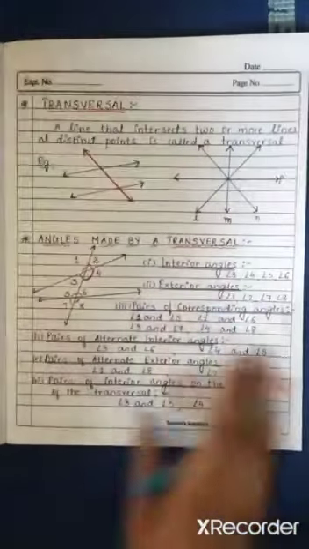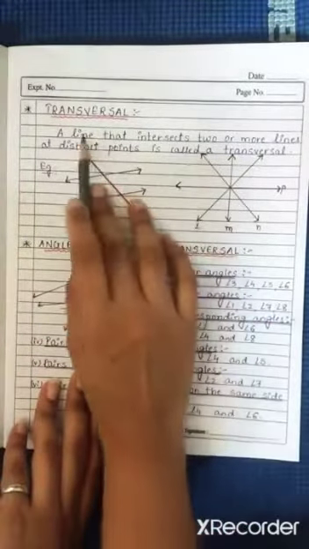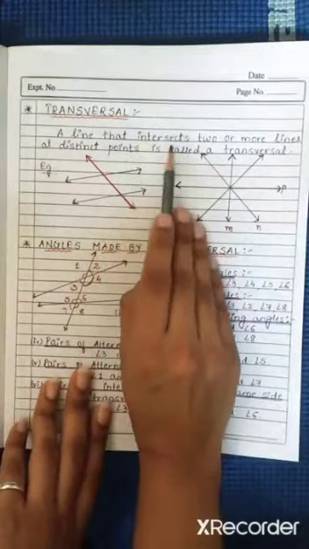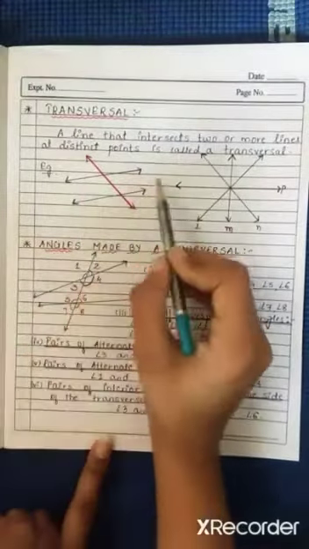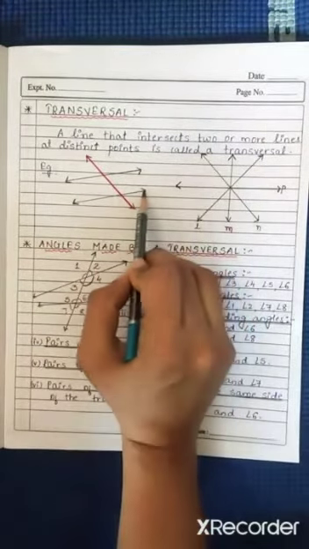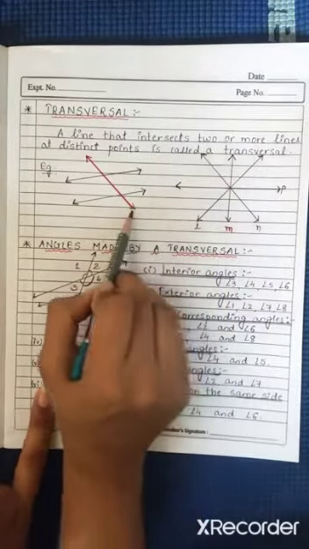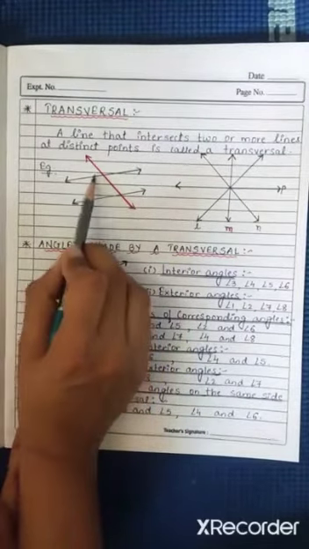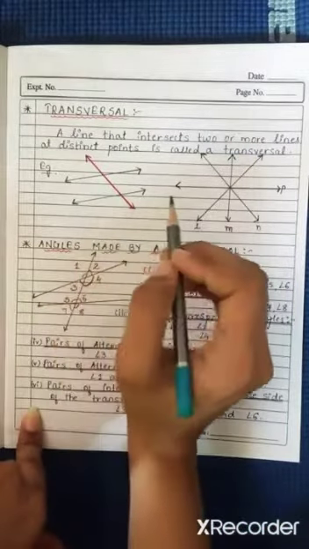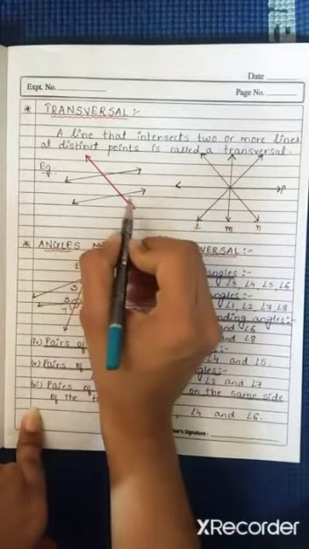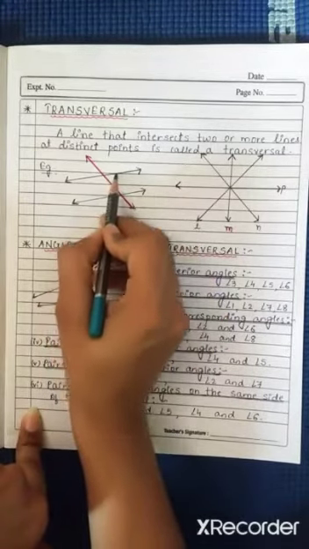Let's move further. The next topic is transversal. A transversal is a line that intersects two or more lines at distinct points. Meaning, here you can see these black colored lines are two lines, and this red colored line, which is actually a transversal, is intersecting, meeting, touching both these lines at distinct points. Distinct points means here in this case we have more than one point of meeting, meaning this transversal meets this line at this point, and the same transversal meets this line at this point.